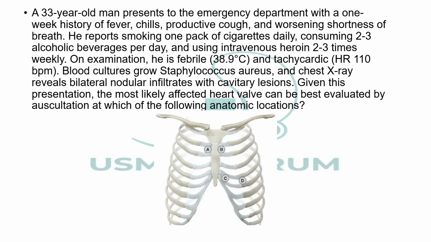A 33-year-old man presents to the emergency department with a 1 week history of productive cough and worsening shortness of breath. He smokes 1 pack of cigarettes, has 2 to 3 alcoholic beverages every day, and uses intravenous heroin 2 to 3 times. This is a big red flag in the question, guys. You need to understand. You have to keep an eye out for that.